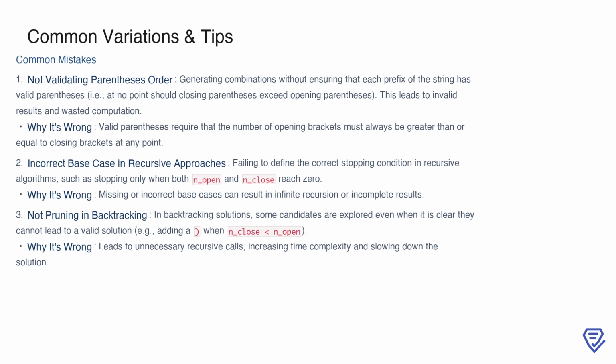Another frequent issue is defining the base case incorrectly in recursive solutions. For instance, you must stop the recursion only when both the number of open and close parentheses reaches 0. Without this, the recursion might either run indefinitely or terminate prematurely, resulting in incomplete solutions. Lastly, in backtracking approaches, failing to prune invalid paths early can be costly. For example, exploring the option to add a closing parenthesis when there are fewer open parentheses remaining is unnecessary and adds to the computational burden. Pruning such paths is crucial to maintaining efficiency and avoiding redundant recursive calls.